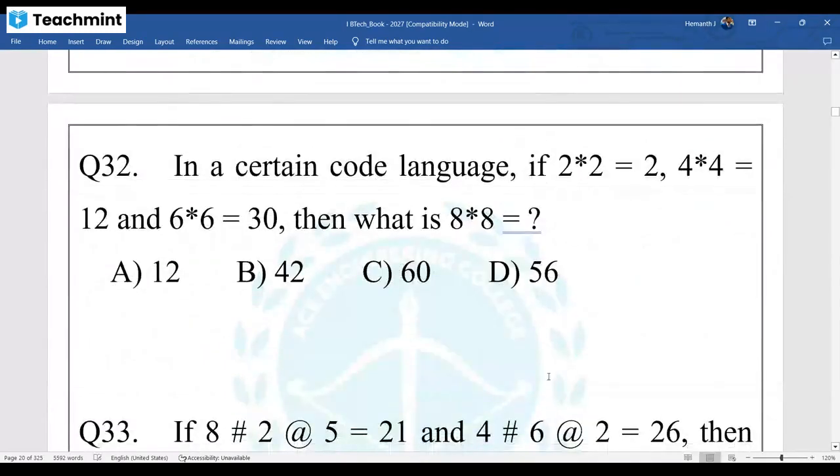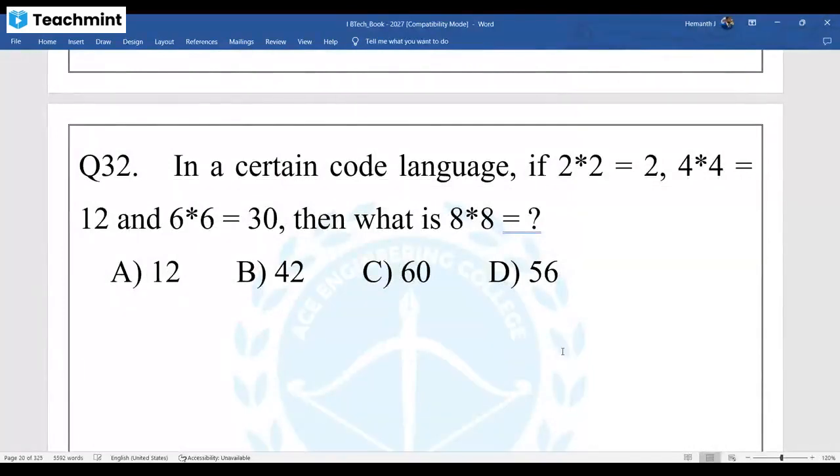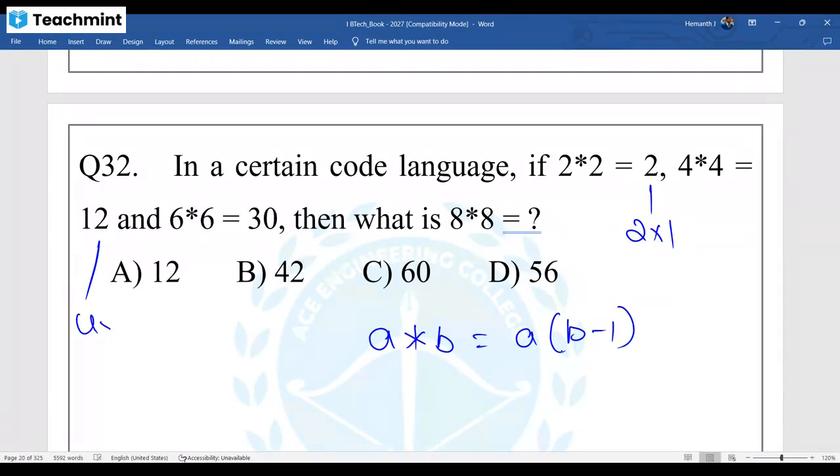What about this question? 2 into 2 as 4, 4 into 4 as 12, 6 into 6 as 30. Here A star B is nothing but A into B minus 1. Or else, this is 2 into 1, this is 4 into 3, this is 6 into 5, this should be 8 into 7.